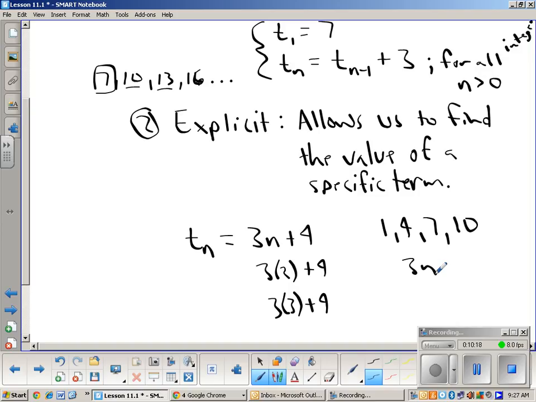But what's 3 times n? 3 times 1 for the first term is 3. But I need to get to 1. So what do I do to 3 to get to 1? Minus 2, right? So if my sequence was 1, 4, 7, 10, 13, 16, then we'll say t sub n is going to equal 3n minus 2.